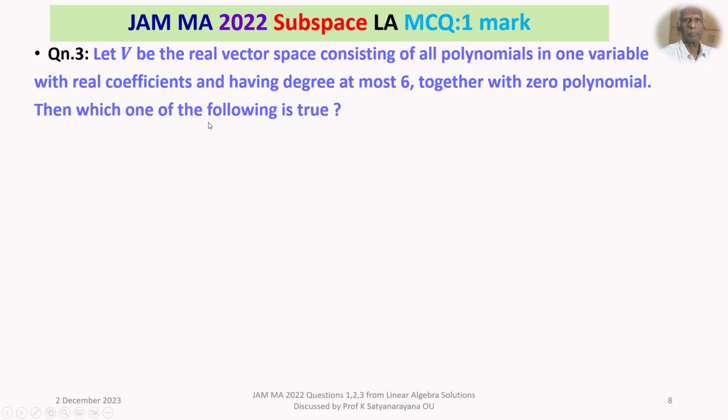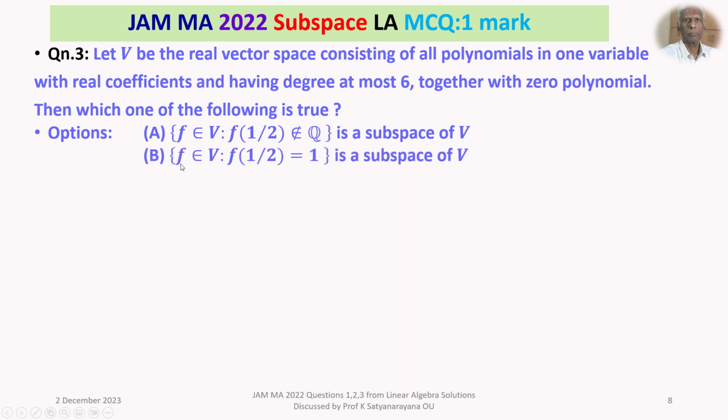Then which of the following is true? The first one is the set of all those polynomials belonging to V whose value at 1 by 2 is not a rational number, is a subspace of V. All polynomials belonging to V whose value at 1 by 2 is 1, is a subspace of V. And all those polynomials of V whose value at 1 by 2 is equal to the value of that polynomial at 1 is a subspace of V.